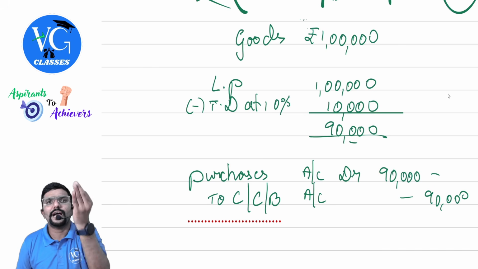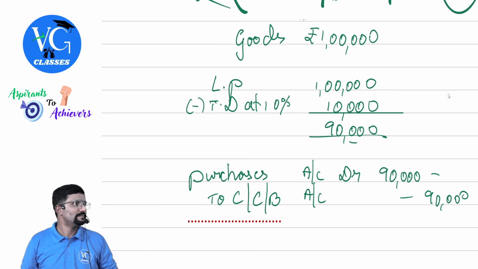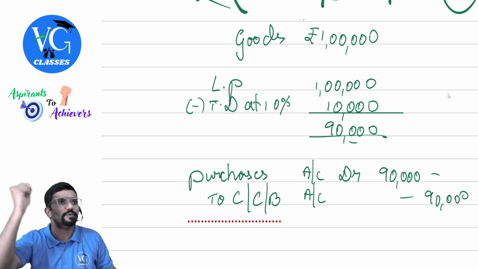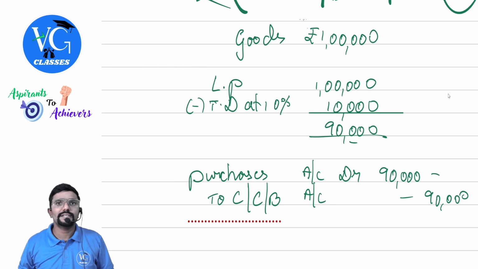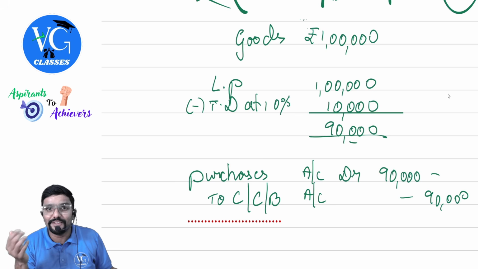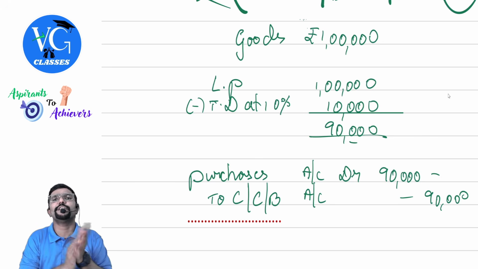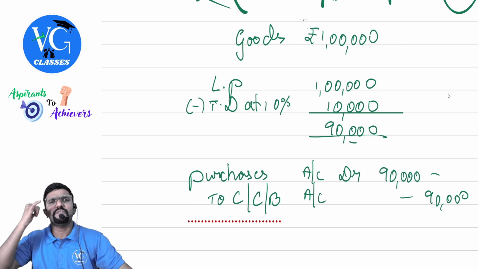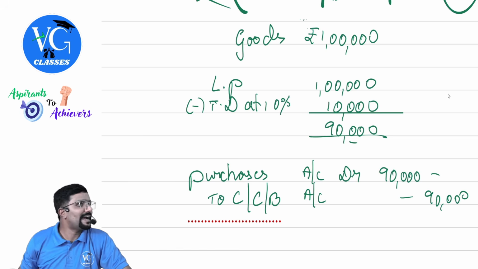So I will value the inventory. I am purchasing the goods and recording in my books at what price? 90,000. Now the supplier told me, if you pay within 10 days, I will give you 5% more discount. He is offering a cash discount. If you pay within certain days, he is offering you some extra discount. Clear?